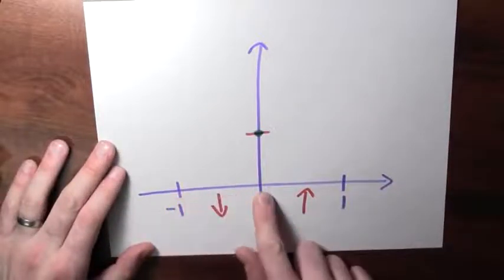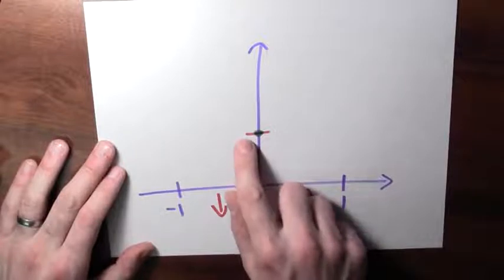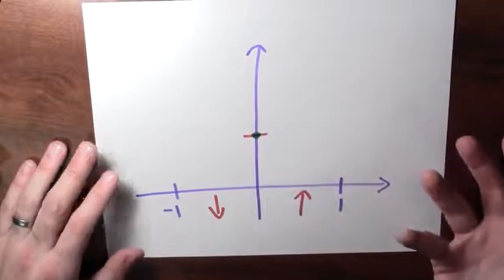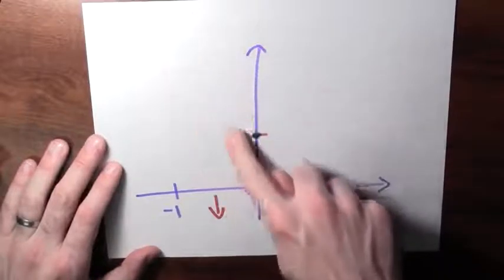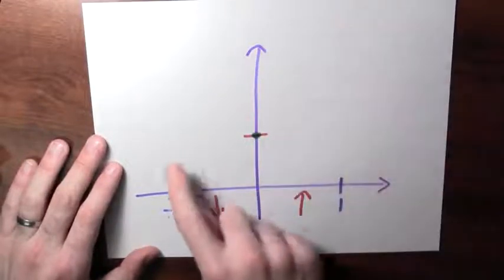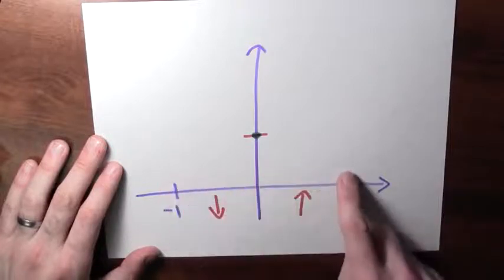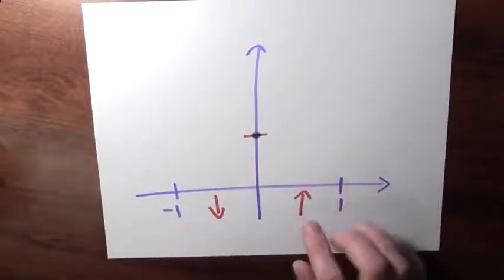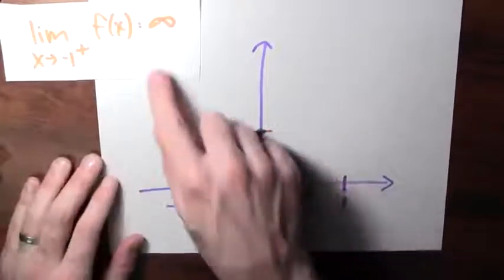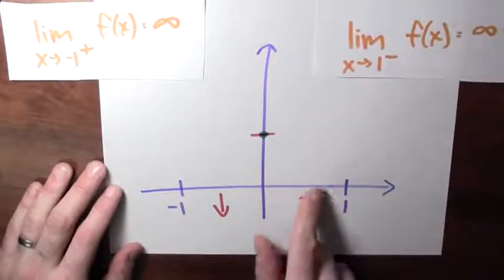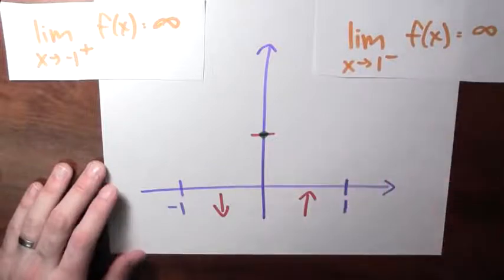I know the function's decreasing here and increasing here, and I know the function's got a local minimum value here by thinking of the first derivative test. So the function's going down and then it's going up. But what happens at these two values when I get close to -1 and when I get close to 1? When I get close to -1, the function is very, very large. And when I get close to 1 on this side, the function's also very, very large.